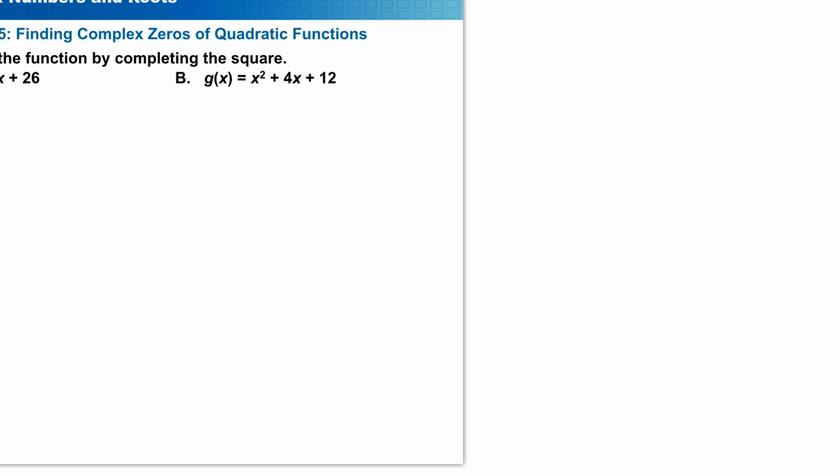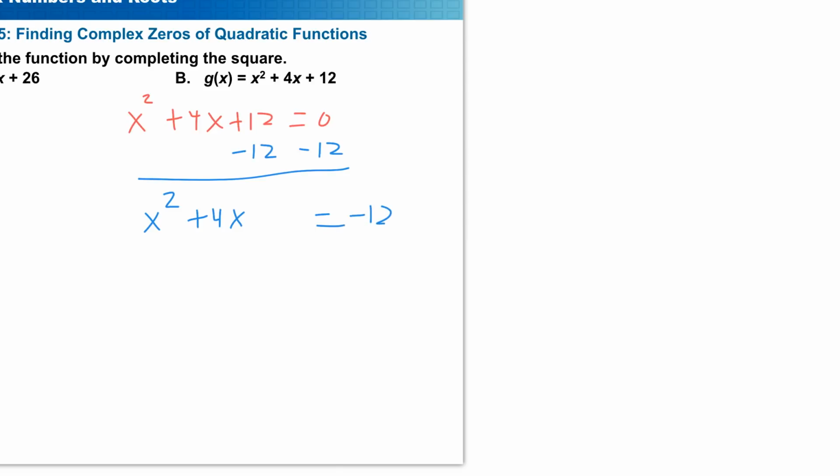Alright, same thing on B. We want to set it equal to 0. So we'll have x squared plus 4x plus 12 equals 0. Get rid of the c term. Now we have to do half of the middle term squared. So that's going to be plus 4 over 2 squared, and over here plus 4 over 2 squared. So we've just created a perfect square trinomial. So x squared plus 4x plus 4 divided by 2 squared, that's going to be 2 squared, which is 4.